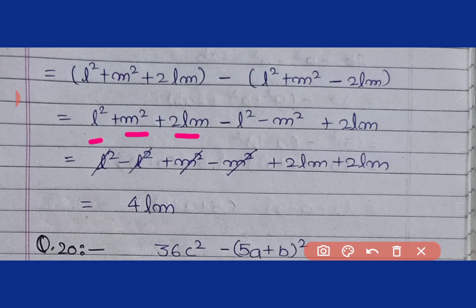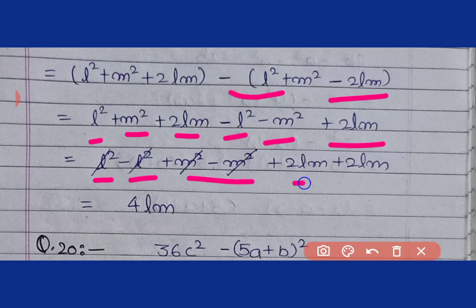Here no sign is changed, but whenever the minus is multiplied with the second bracket, each term's sign changes. Plus L square changes into minus L square, plus m square changes into minus m square, and minus 2LM changes into plus 2LM. Now we will put together like terms: L square minus L square, m square minus m square, 2LM plus 2LM. So m square is subtracted from m square, and L square is subtracted from L square. Now only 2 plus 2, that means 4LM, remains. By any method you can solve this question.